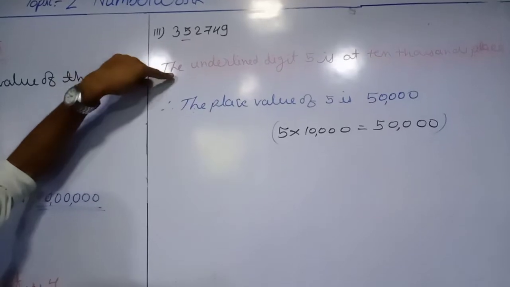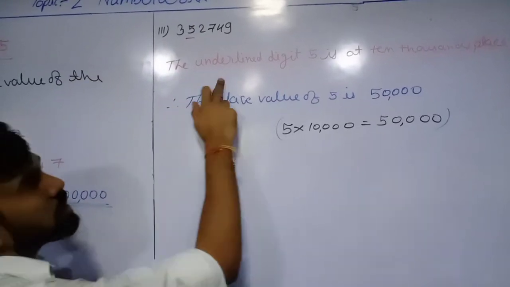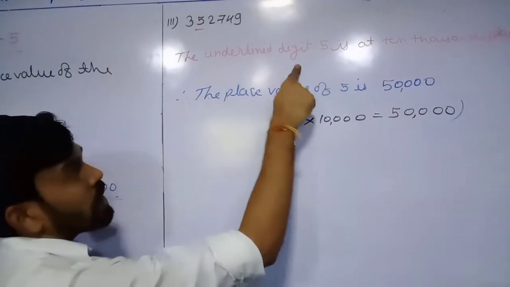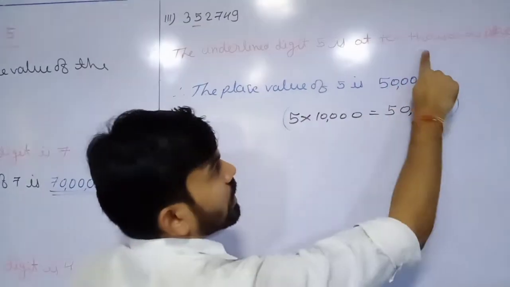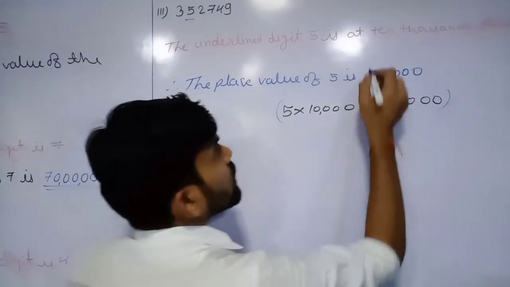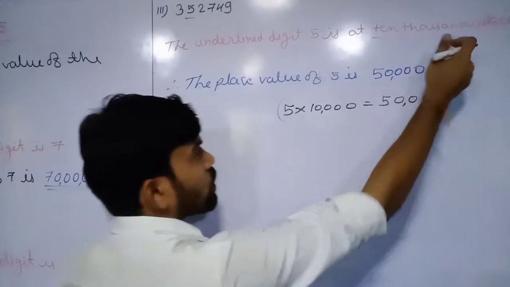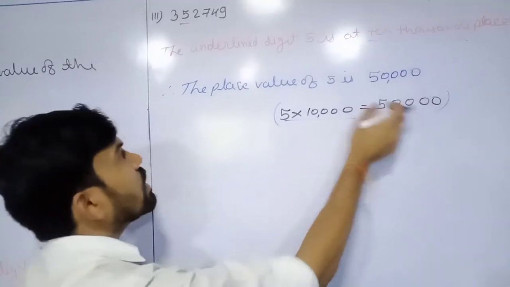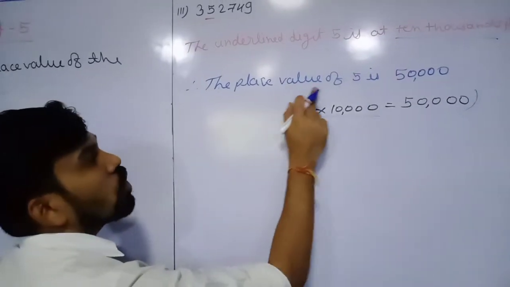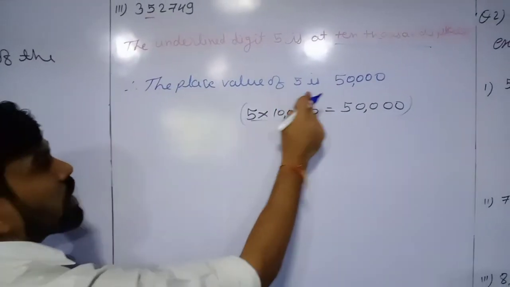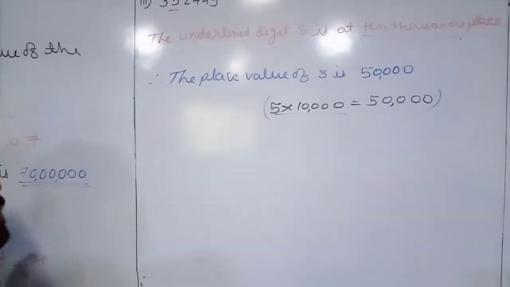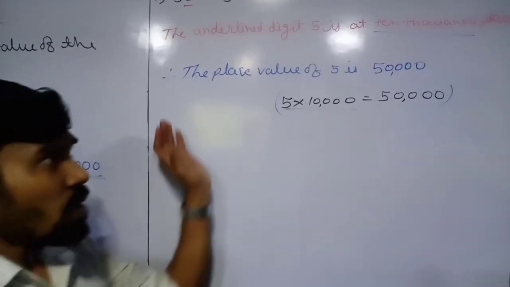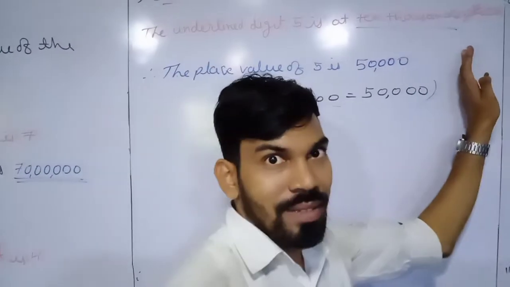Once again we can write, we should do a little bit of change, like the underlined digit 5 is at the 10,000 place. At which place it is, we have to mention, so that it is easy for us. We are going to multiply with that digit 10,000. We get the answer. The place value of the underlined digit, that is 5, is 50,000. Now move on to the next type of questions.